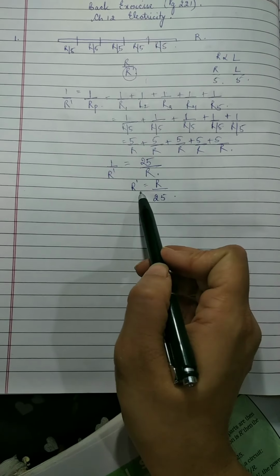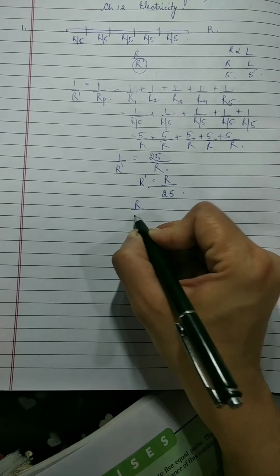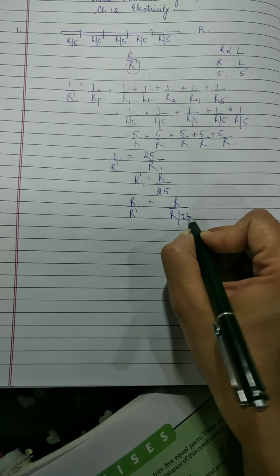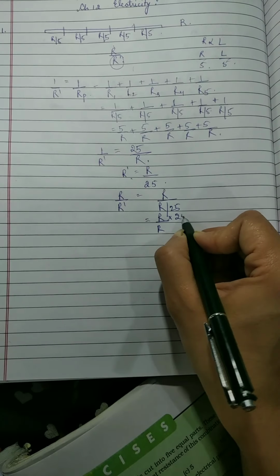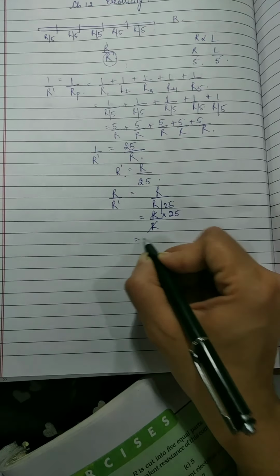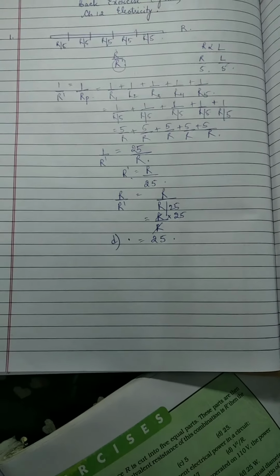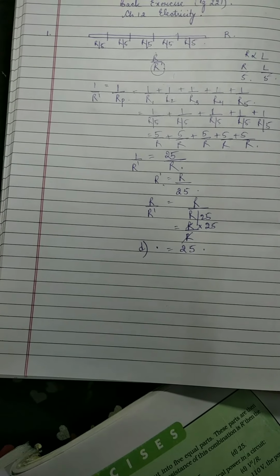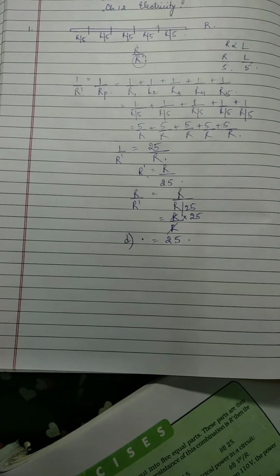Now we have found the equivalent resistance in parallel. R we already know is R. So the ratio R by R dash is R upon R by 25, or R upon R into 25. R and R cancel, so it is 25. So our option D is correct. The ratio is 25:1. I hope it is clear to you, students.